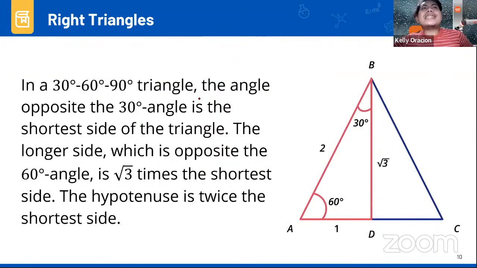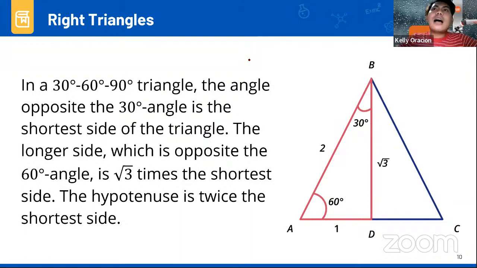Meanwhile, in a 30-60-90 triangle, the side opposite the 30-degree angle is the shortest side, and the longer side is opposite the 60-degree angle. If you listened to my video last time on exact values, it was stated there that the side opposite 60 degrees is what we call the longer leg. Meanwhile, the side opposite the 30-degree angle is the shorter leg. And the longest side is the hypotenuse.